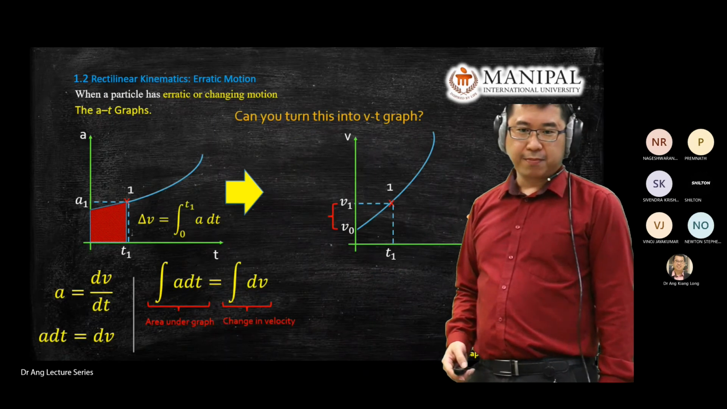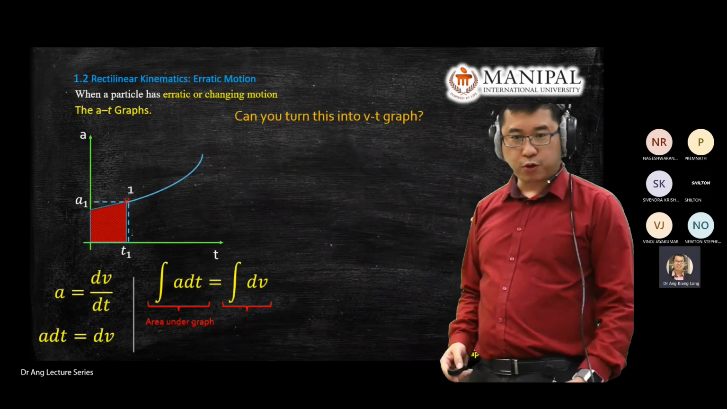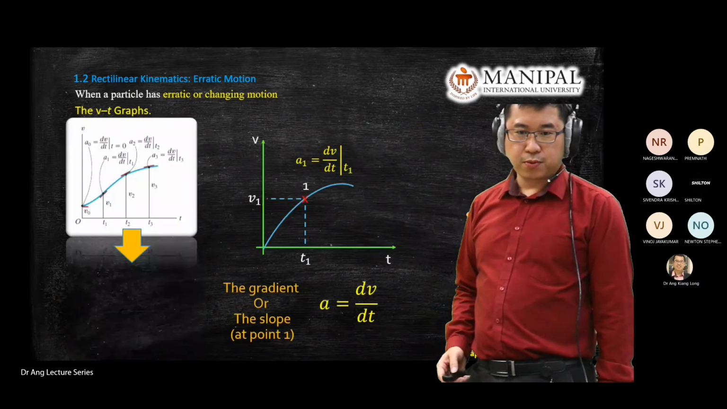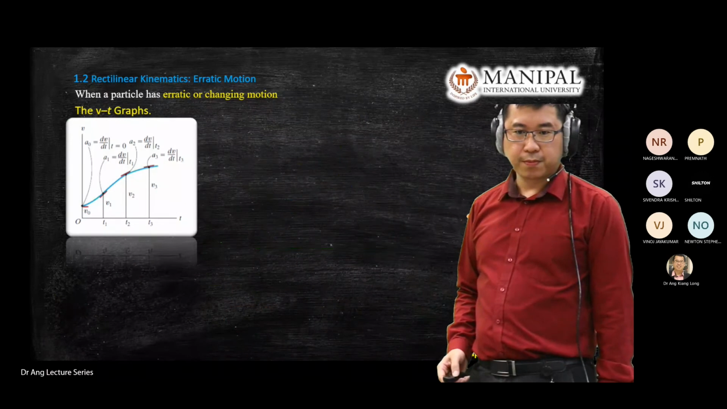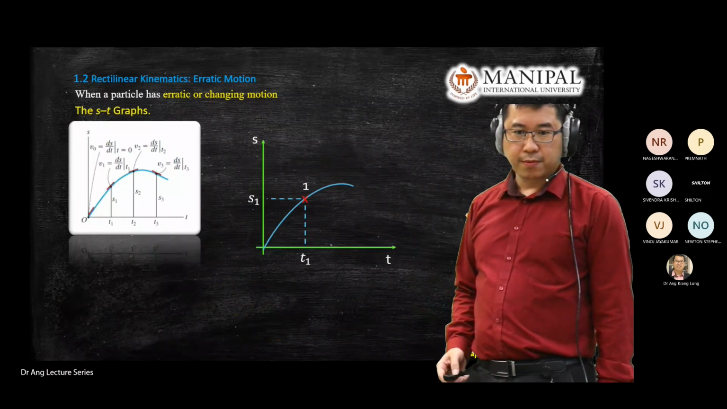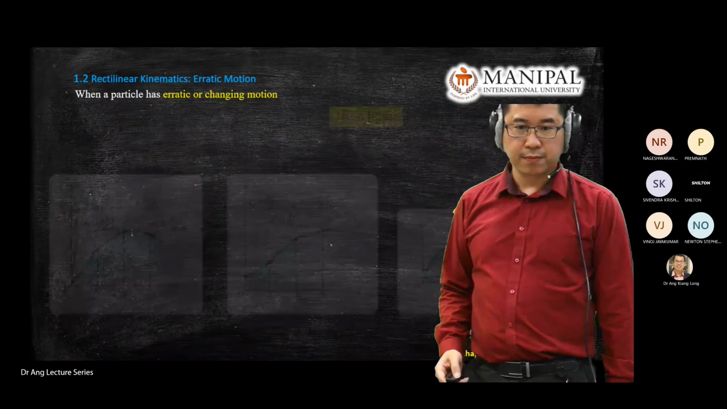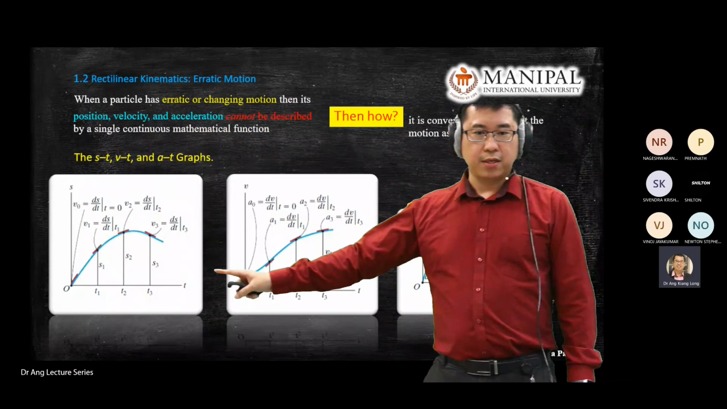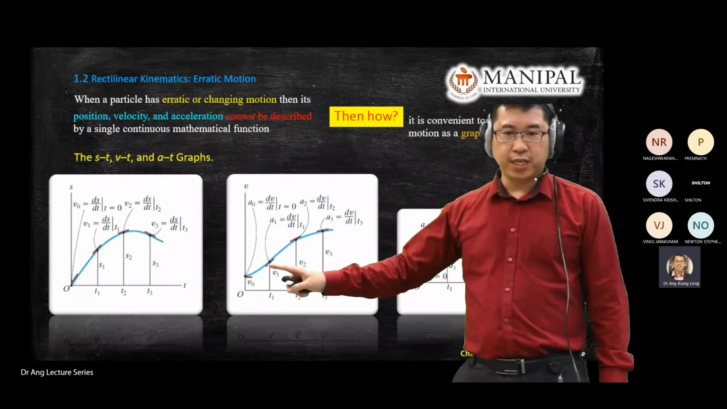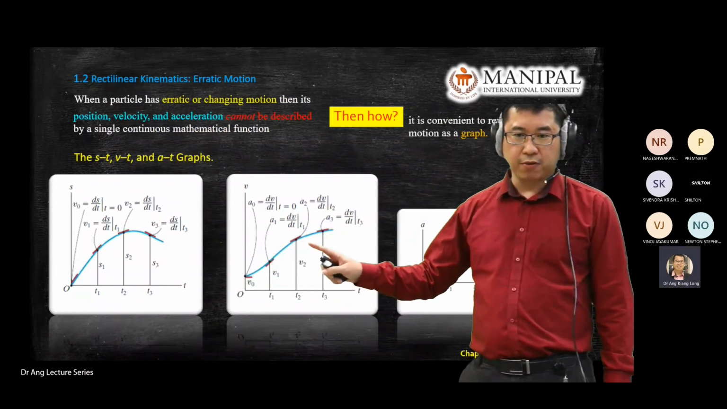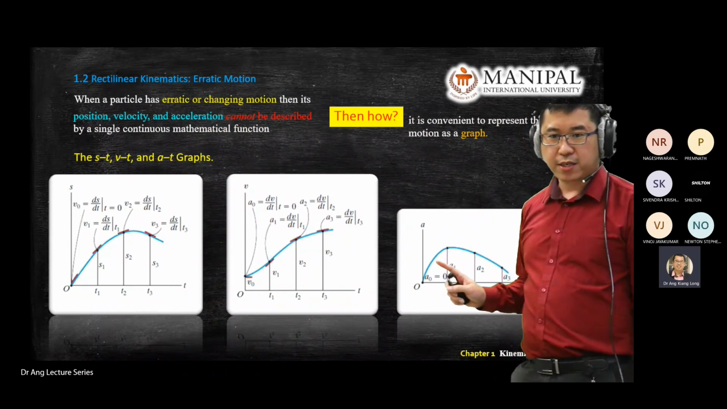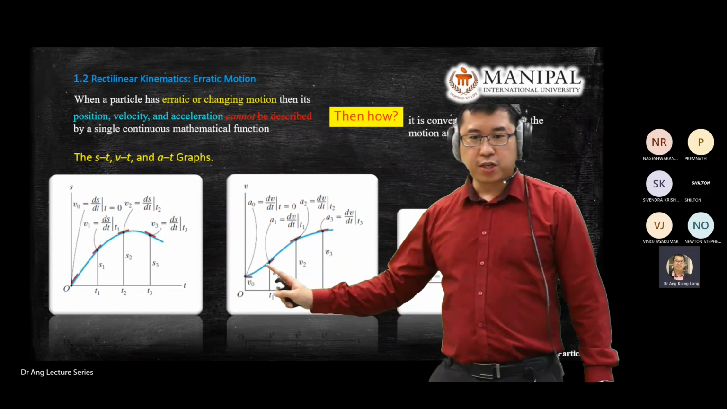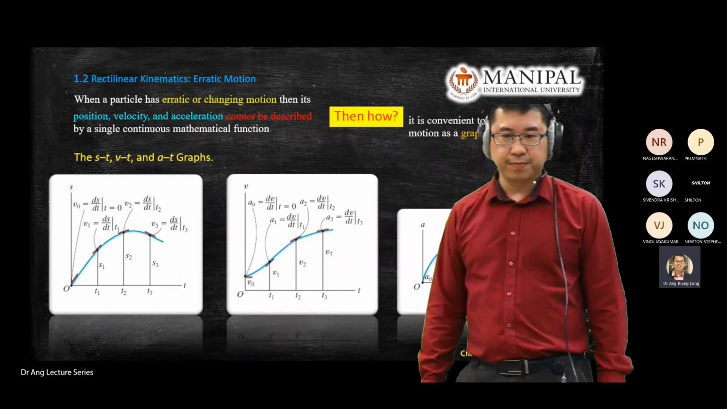Let me summarize before we go for a short break. Just now we mentioned these three graphs. From ST to VT, you do differentiation. From VT to AT, you do differentiation. From AT back to VT, you do integration. From VT back to ST, you do integration.